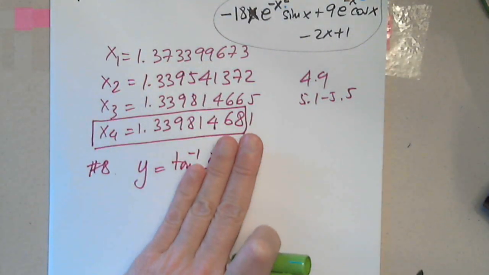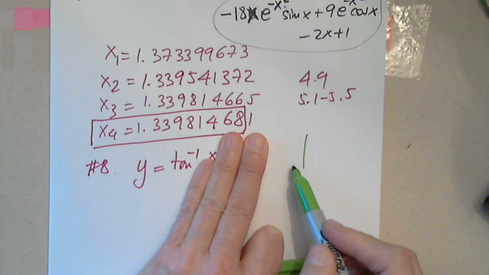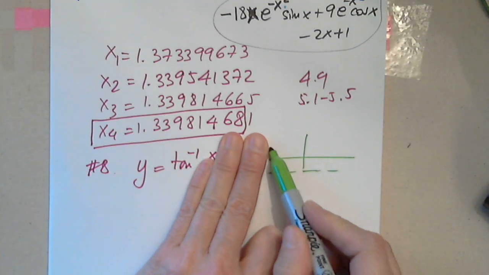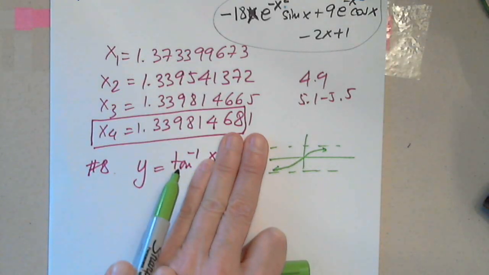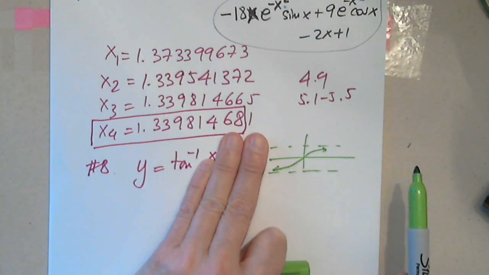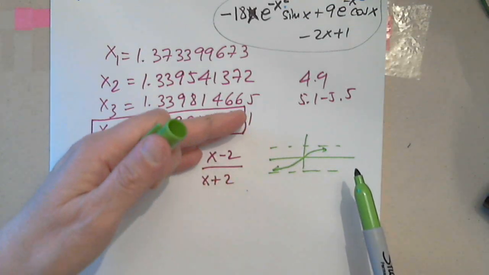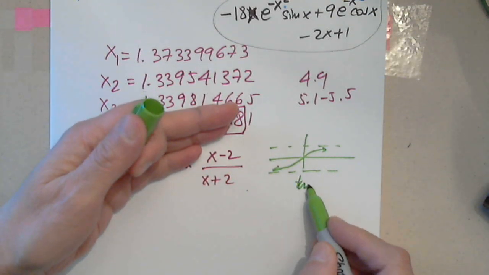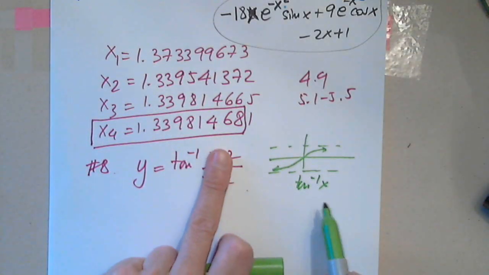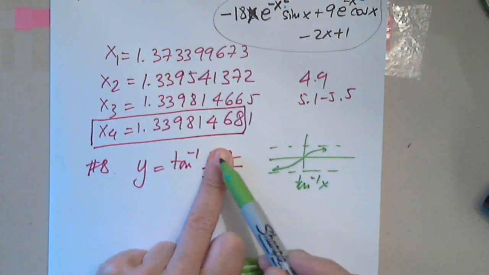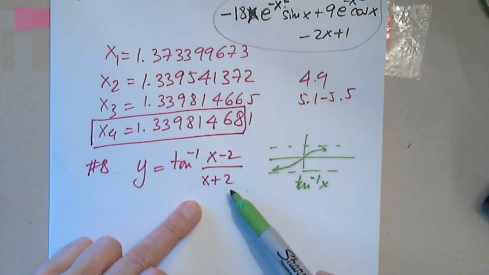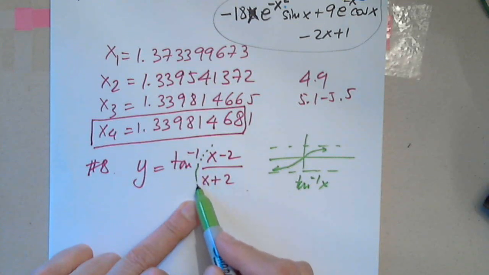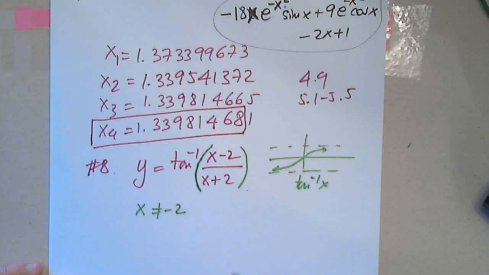Okay, so remember a tangent inverse is this graph. This function does not, in general, have restrictions. However, this is not x. If this were x, it would have been done by now. But this is not x. So there is a problem with this. And the problem is that x cannot be negative 2.